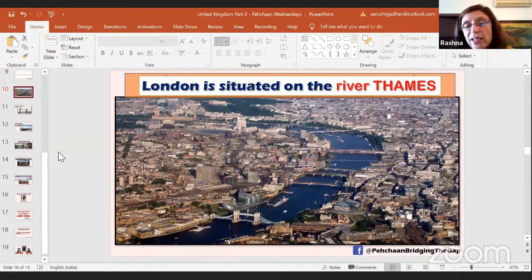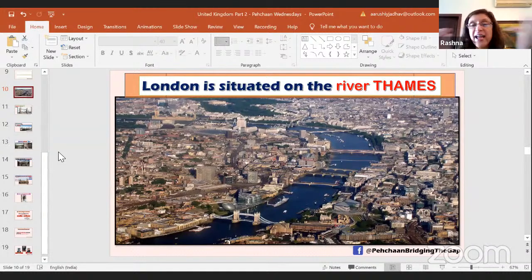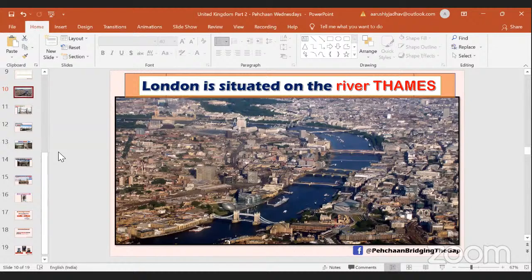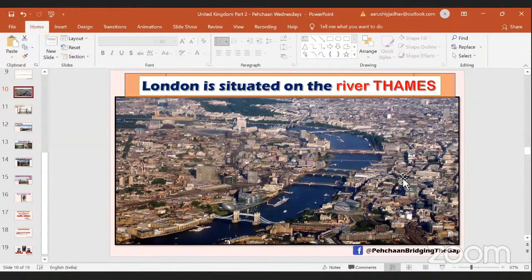London is situated on the river Thames. The name of the river is Thames. Okay. So look at the picture closely. You can see the river in blue. And you can see this huge city on both sides of the river. You can see buildings and buildings and buildings on both sides.